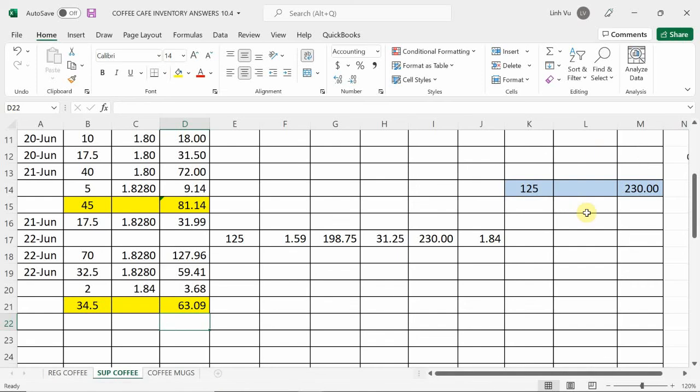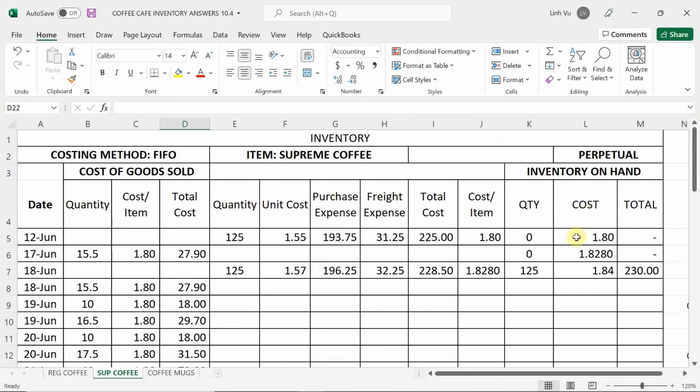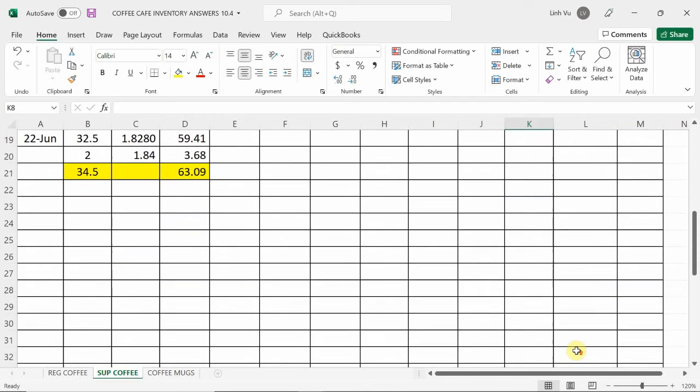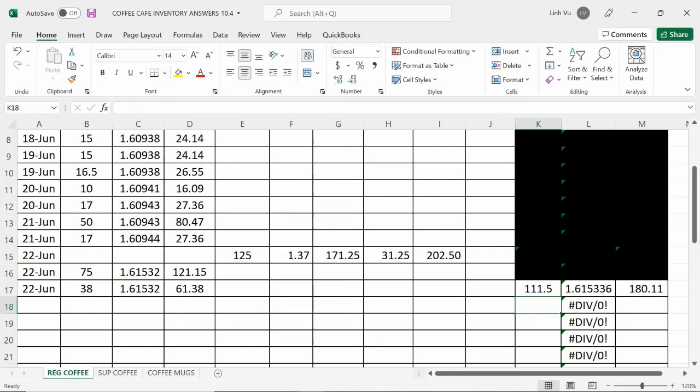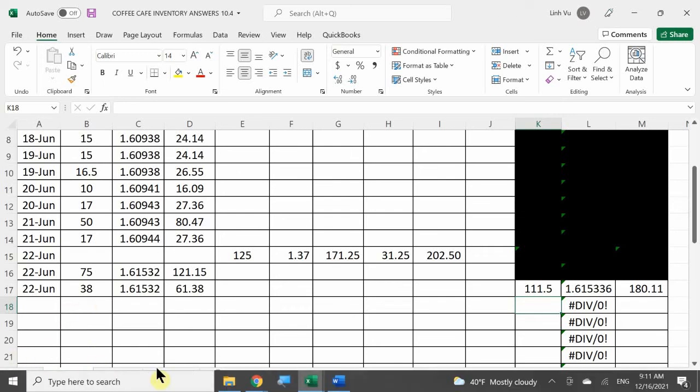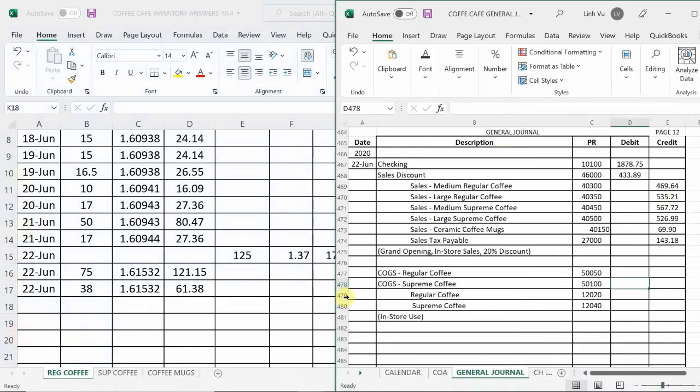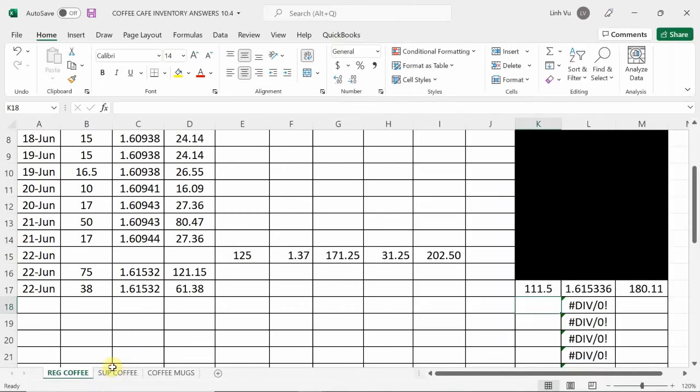And then we could go ahead and subtract out those 2 pounds. Okay, leaving you with $226.32. Okay. So again, 63.09 for Supreme, 61.38 for regular. Okay, 63.09.